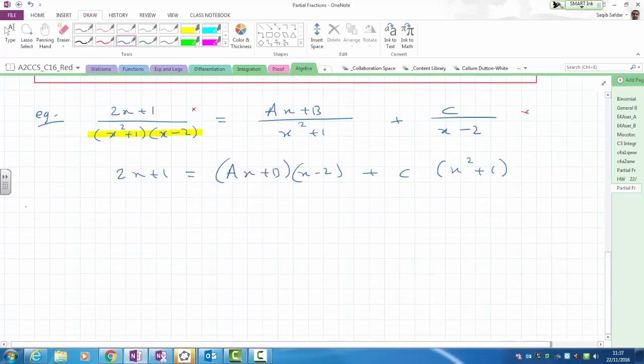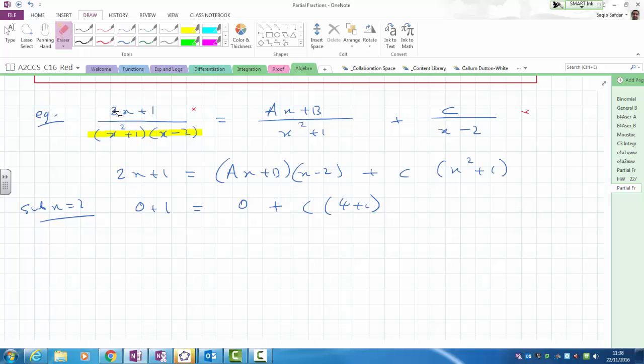If we substitute x equals 2 in here, this whole thing becomes 0. So we've got 5 equals 0 plus, maybe I should write 0 plus just so people can see that. You get 0, I've got ax plus b times 0 plus c times minus 2 squared is 4, plus 1 is 5. And so we've got, hang on, this part is wrong. Yeah, so that's 2. 2 times 2 is 4, so that gives you 5. So 5 equals 5c, and c therefore equals 1. Yeah?